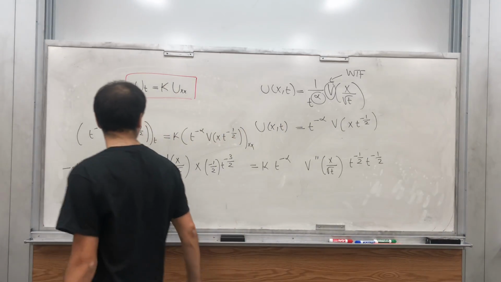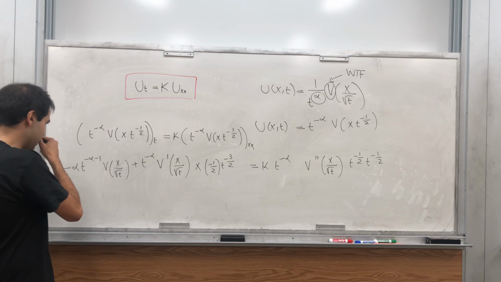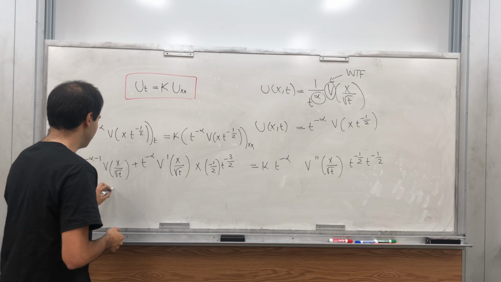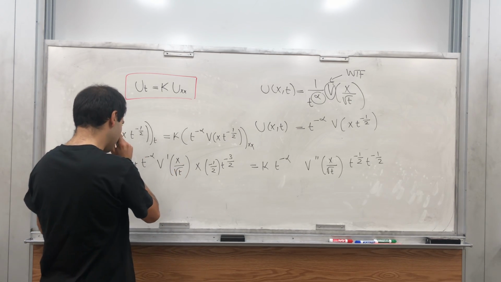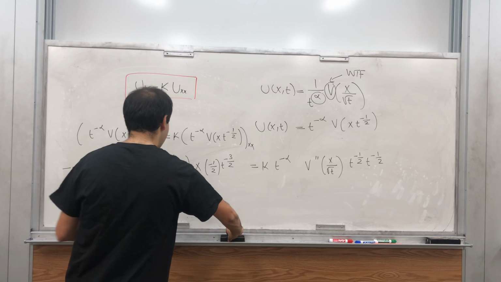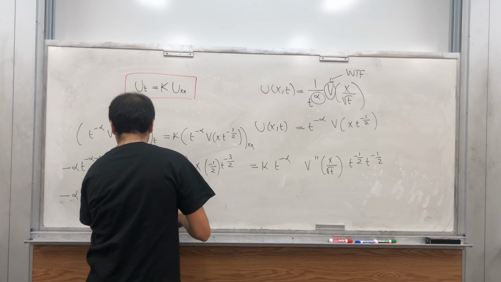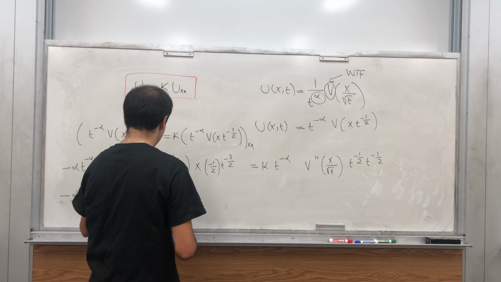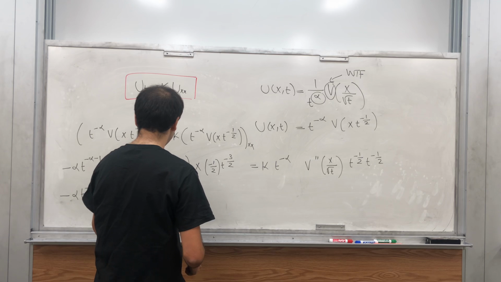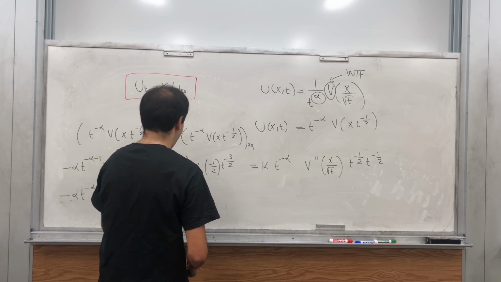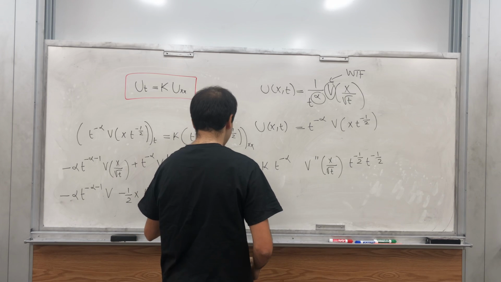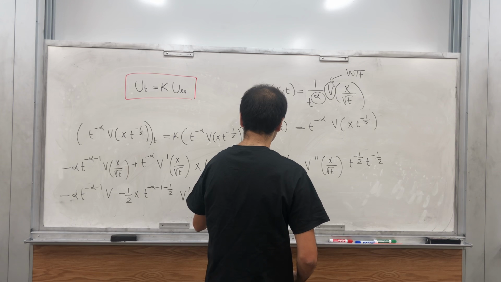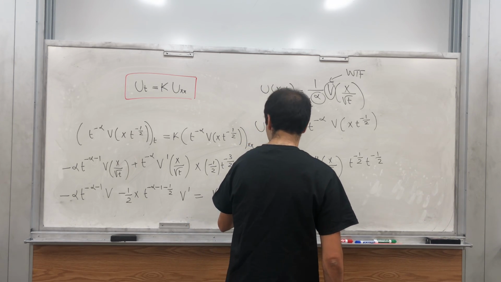Okay, so we get a bunch of terms. So again, we get minus alpha t to the minus alpha minus 1 v, and then plus x. So I guess, sorry, minus 1/2 x t to the minus alpha. Let's write it like this: minus alpha minus 1 minus 1/2, and then v prime equals k t to the minus alpha minus 1 v double prime.